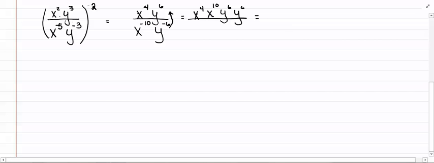And now I can count up the number of x's. I have 4 on top, and then I have 10 more. All total, I have 14. And the same with the y's. Multiply like bases, add up the exponents, or simply count. I have 6 y's, and then I have 6 more y's. That gives me a total of 12 y's.